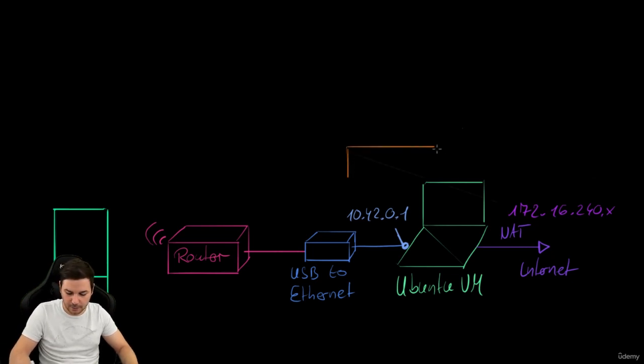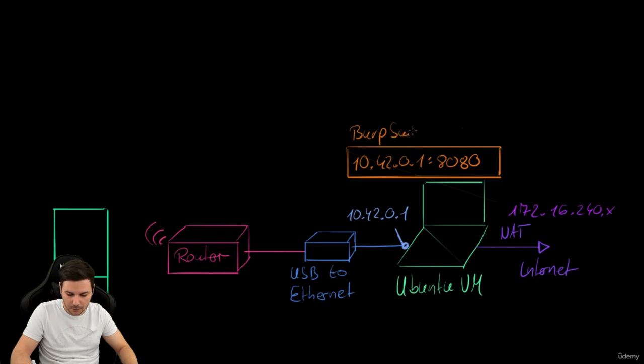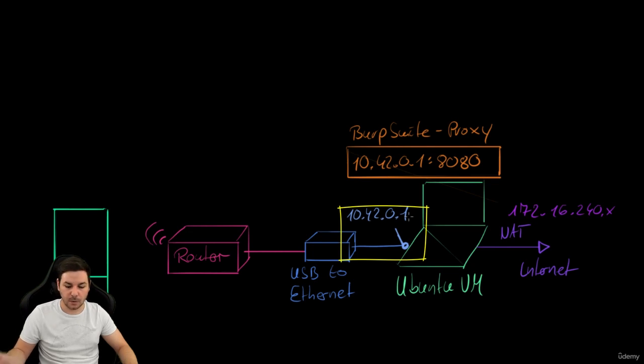So here we have now our proxy listener, the Burp Suite on 10.42.0.1 port 8080. And this is our Burp Suite proxy. Alright, this simply means on this network interface over here, we have now a proxy listener on port 8080. But we do not reroute any traffic right now to this proxy. We just have it running on this port over here.